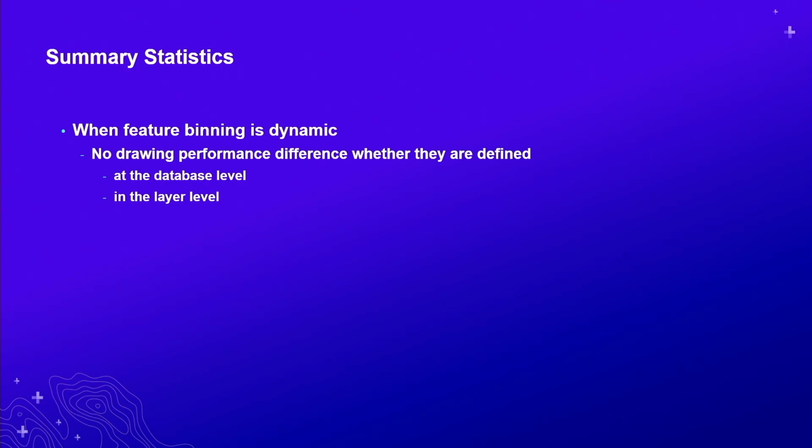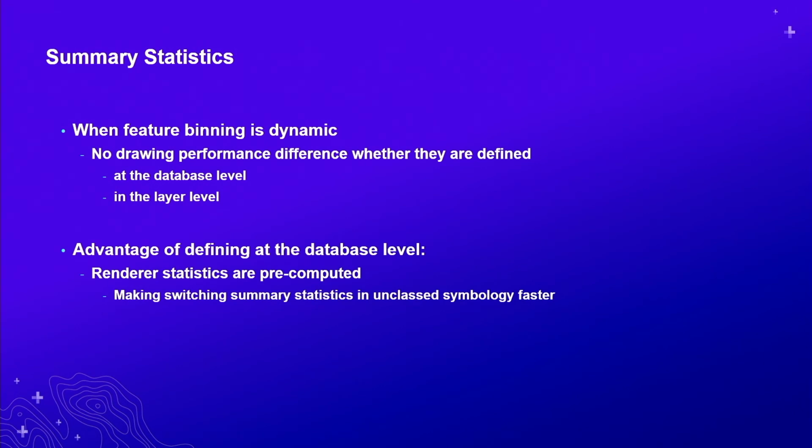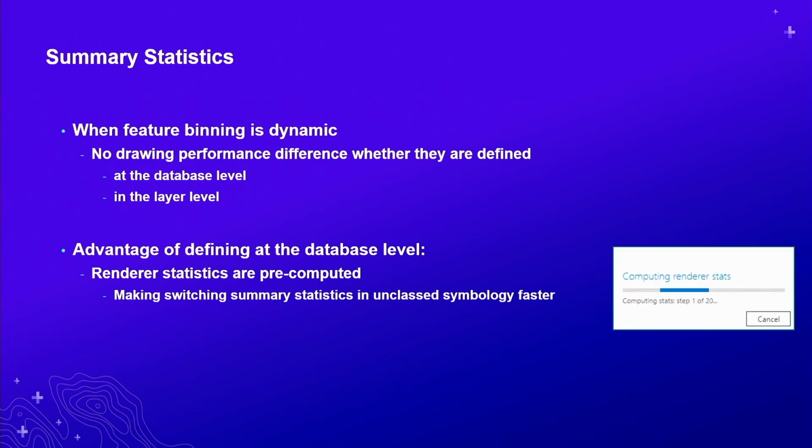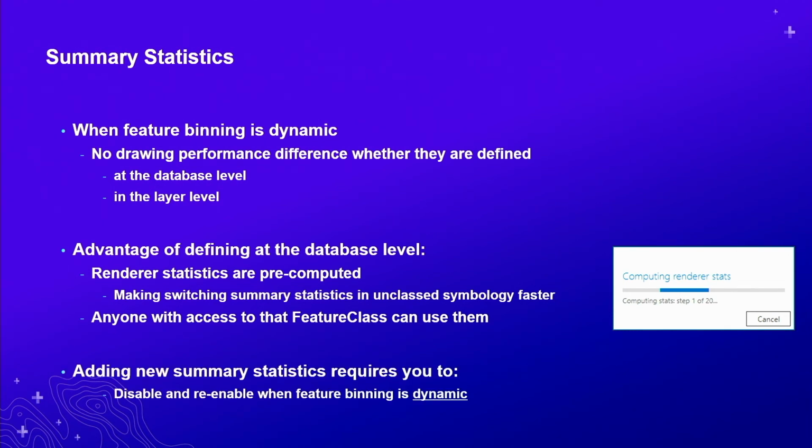When feature binning is dynamic, there is no performance difference between whether they are defined at the database level or layer level. They work exactly the same way. But what is the advantage of defining at the database level? The advantage is that the rendering statistics get pre-computed. So when you switch between summary statistics, it will not bring up the computing rendering statistics dialog. That will be much faster. And anyone who can access that feature class can use them right away. They don't have to define anything at the layer level.